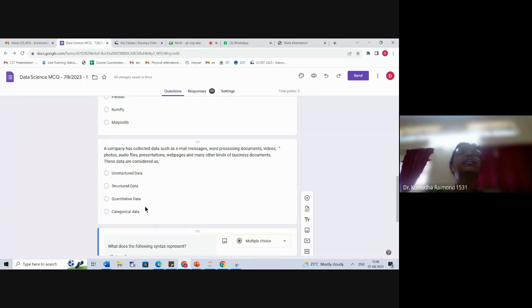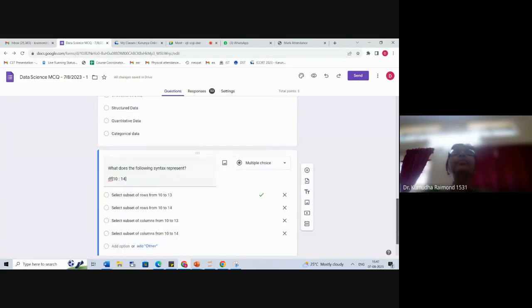It is not quantitative, it is not categorical. If I have a lot of attributes and all the attributes are quantitative, then probably I can say quantitative. If all the data that I have collected is non-numeric, I can say categorical. But here it's all different types of emails, documents, audios, videos. It's unstructured data. Okay, it's high time for you to recall whatever you studied in the first chapter.